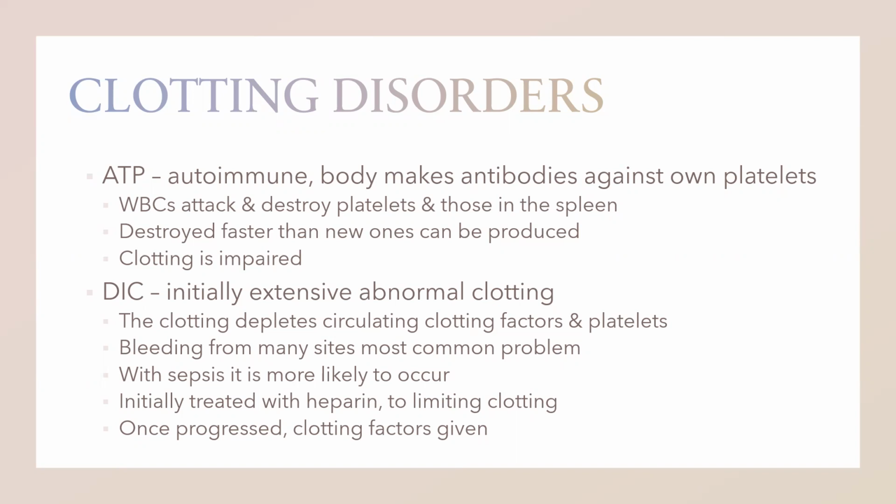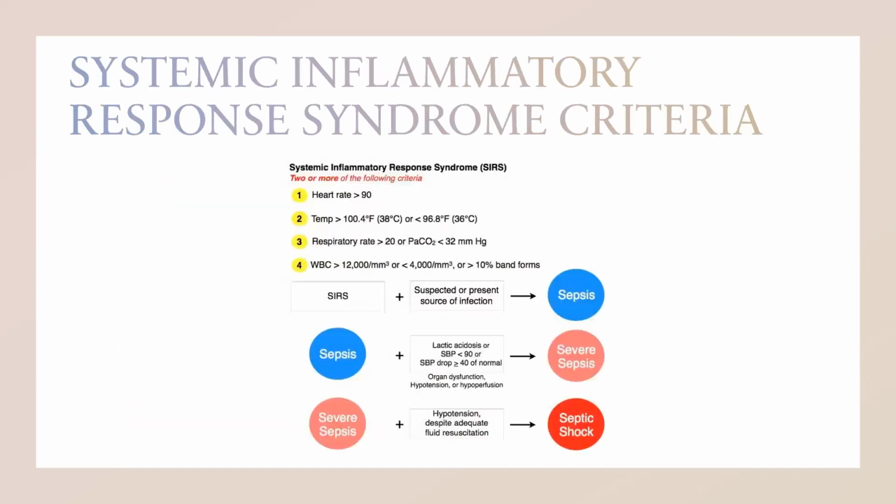So like I said, initially we're going to treat it with heparin to limit the clotting. So we ideally are not using up all of our platelet and clotting factor resources. But once it progresses, then we give clotting factors and platelets. It's not on this slide. Another way to look at SIRS, okay? There are some indicators here as it goes down into septic shock.